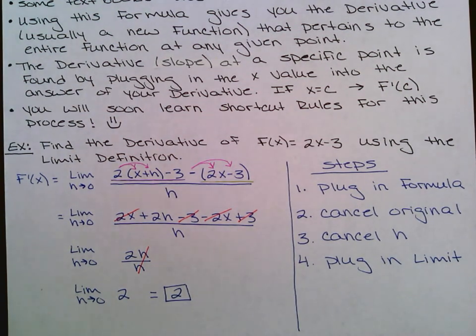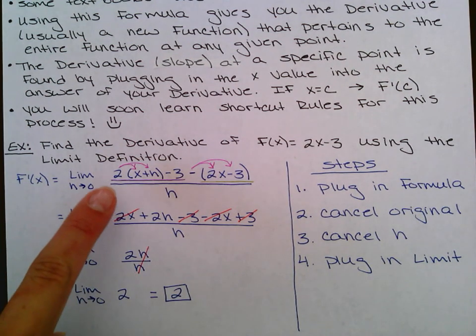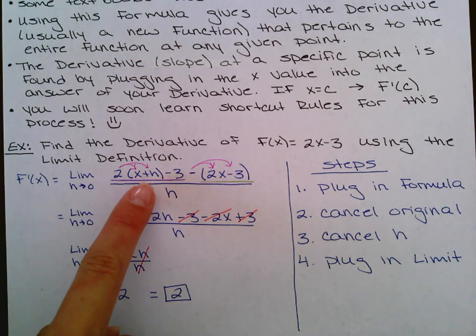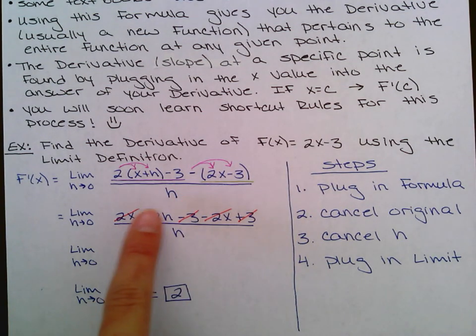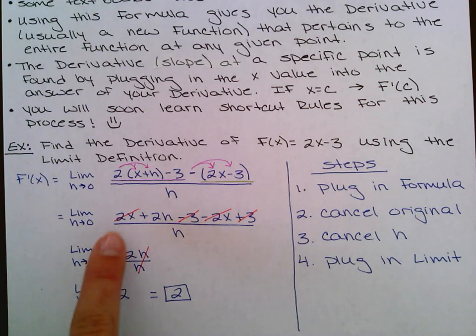All right, so let's check out these steps I just wrote for you here. So step 1, we plugged in the formula. Okay, so the x plus h into the function, and then minus the original function all over h. Then we cancel the original. Then we canceled out any h's. And then we plugged in the limit.